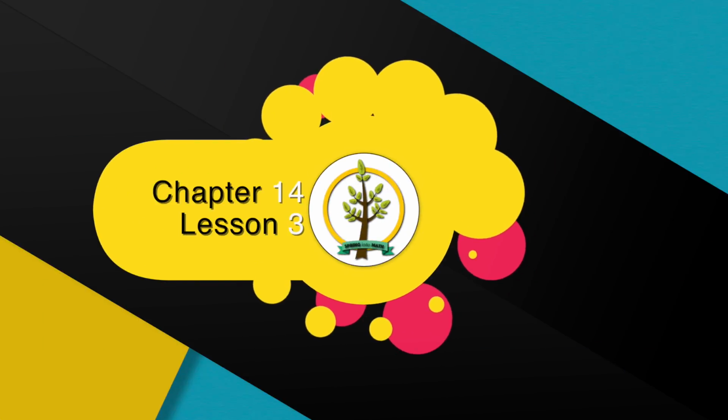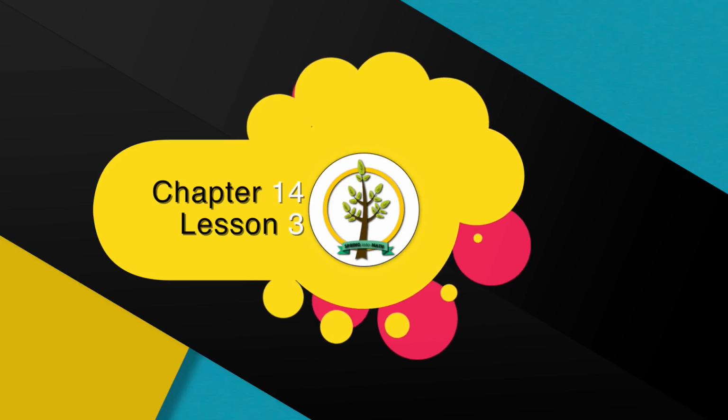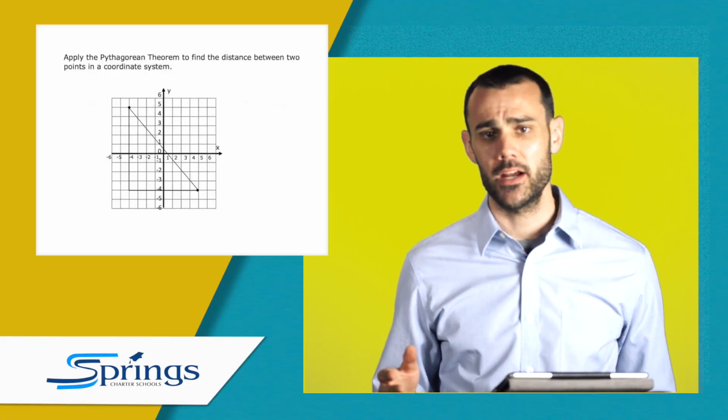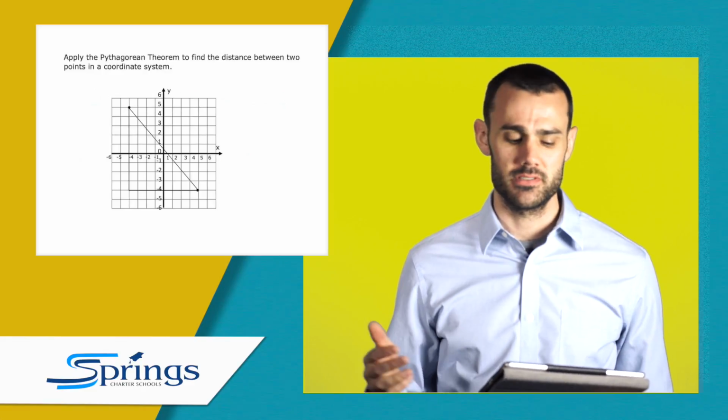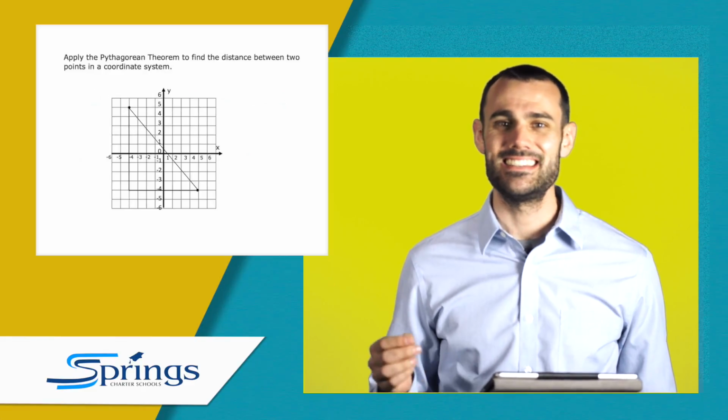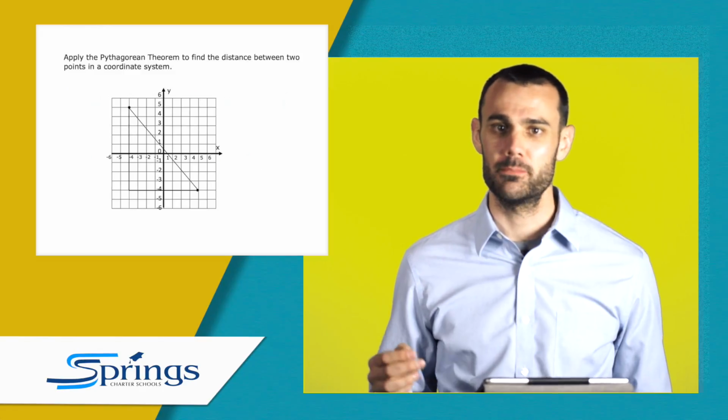Back to Spring Into Math 8. Today we're going to be looking at the Pythagorean theorem, but using it on a coordinate plane. So we're going to apply what we know about the Pythagorean theorem, a squared plus b squared equals c squared, and we're going to use it to find the distance between 2 points on a coordinate plane.